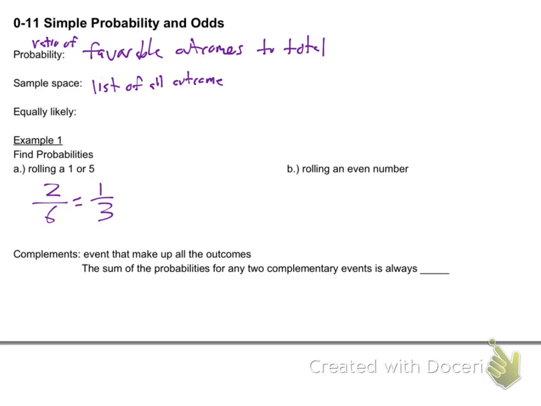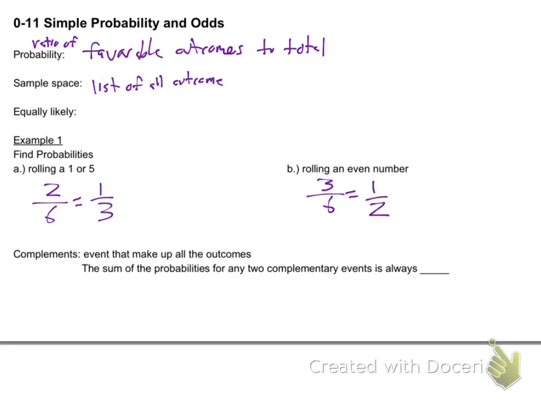What about B? What if I said I'm going to roll a die and I want to get an even number? How many even numbers are on a die? 3. How many total numbers are there? 6. That reduces to 1/2. Or a 50% chance of getting an even number, right?